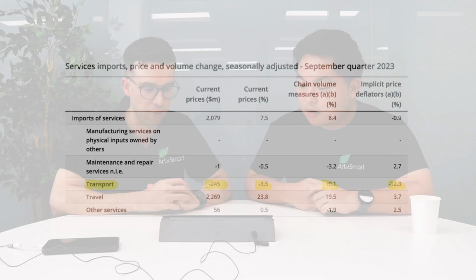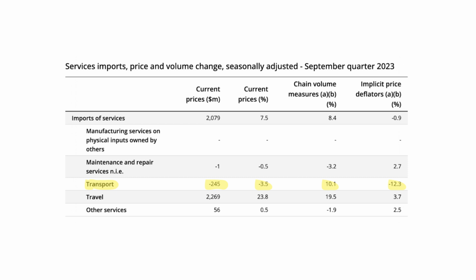Yeah, that's right. Now, look, of course, transport costs were also part of it. If we're importing, that links in a little bit to travel as well. That also saw an increase in volume of 10%. So there are some areas that have done that.